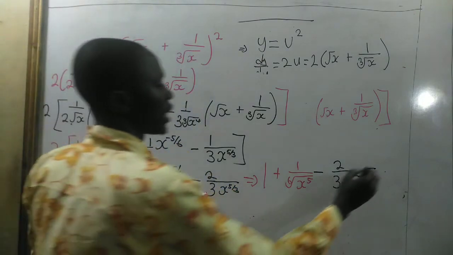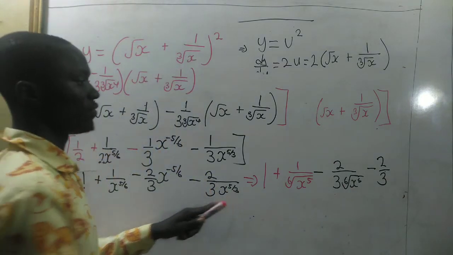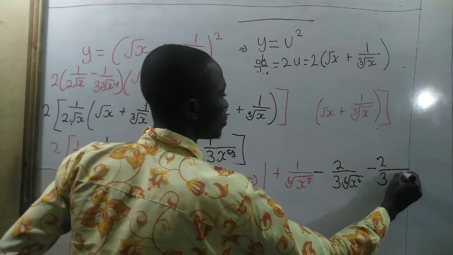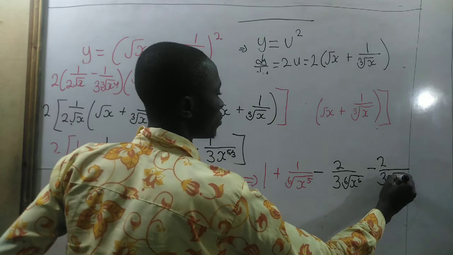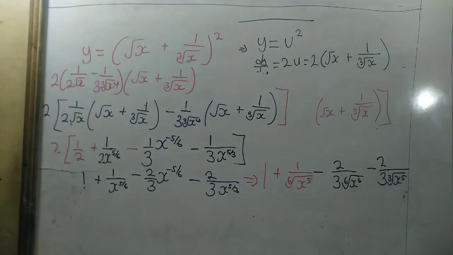Minus another 2 on 3. And this will give us the cube root to the power 5. Very simple as that. So this is what we are going to get after the expansion.